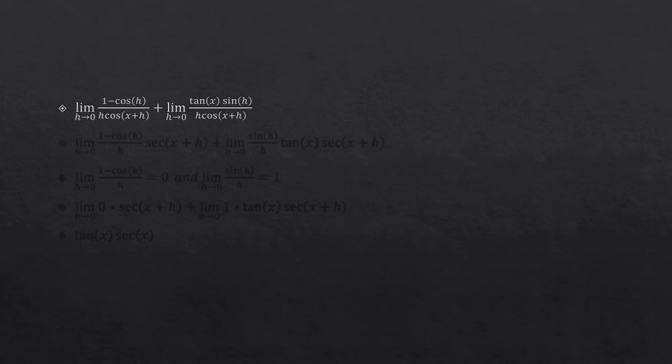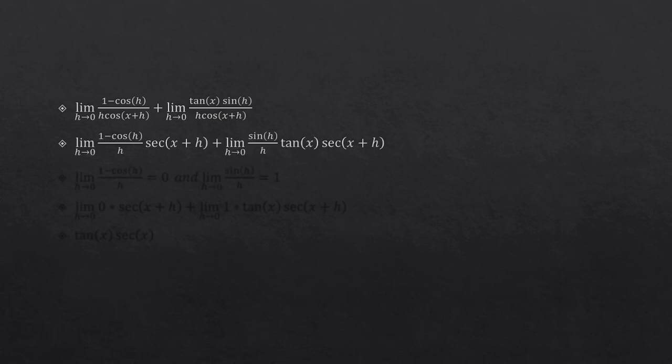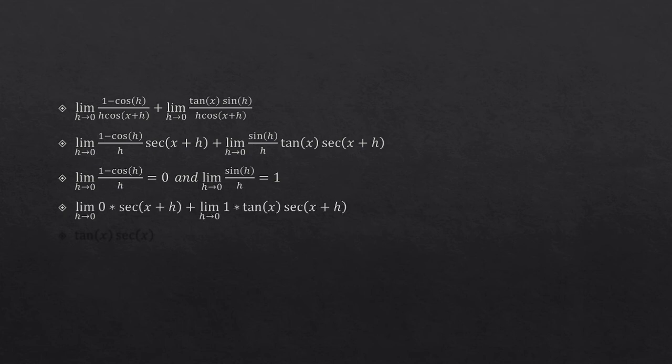So the next thing we're going to do is convert back from 1 over cosine to secant. So that's the only change here. And notice that we have 1 minus cosine h over h and then sine h over h, which are famous limits that we should know. So the limit of 1 minus cosine h over h is 0 and then sine h over h is 1. So we're going to replace them in the limit.